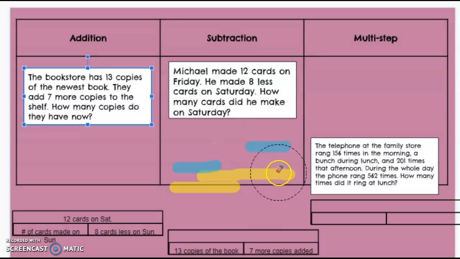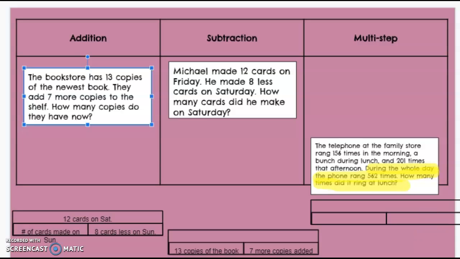I'm going to erase this. Okay, let's do this last one. The telephone at a family store rang 156 times in the morning, a bunch during lunch, and 201 times in the afternoon. During the whole day, the phone rang 562 times. How many times did it ring at lunch?